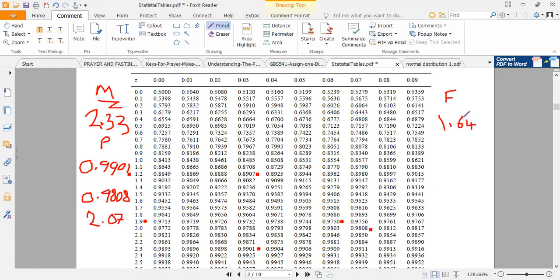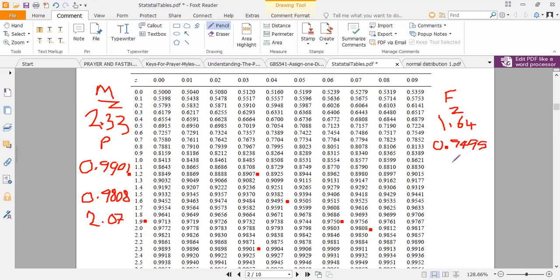What is the probability for the Z 1.64? It's 0.9495. Okay, let's check. Yes, that's correct. Under 1.6 and 0.04, we get 0.9495. Do we agree? Yes, we do.